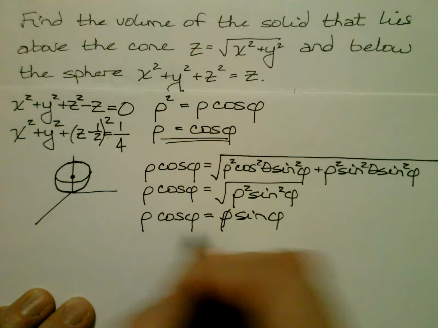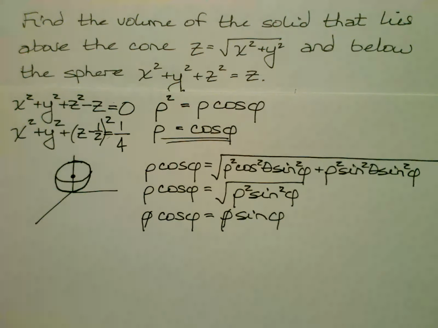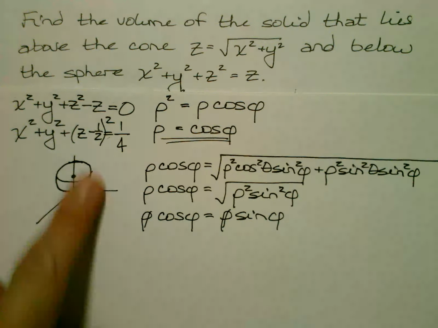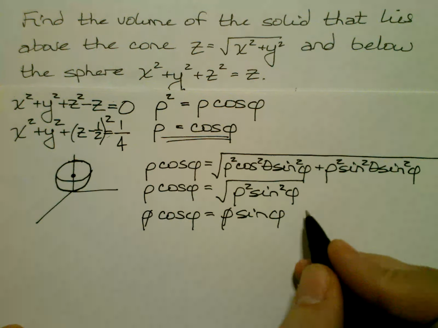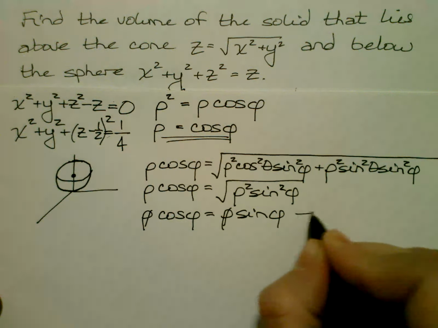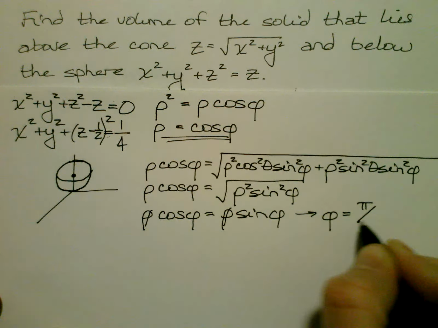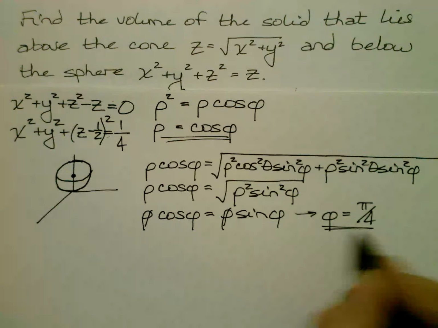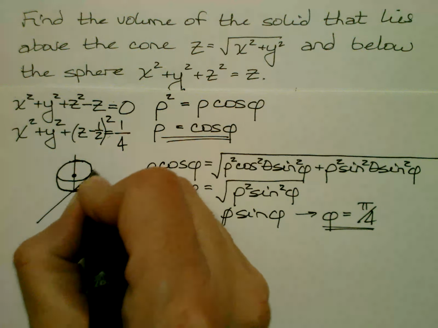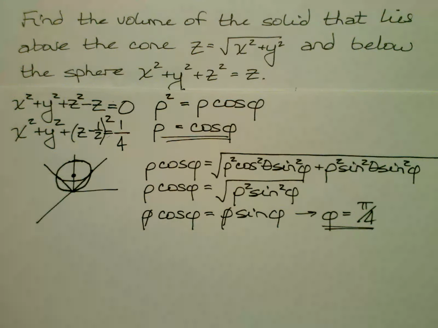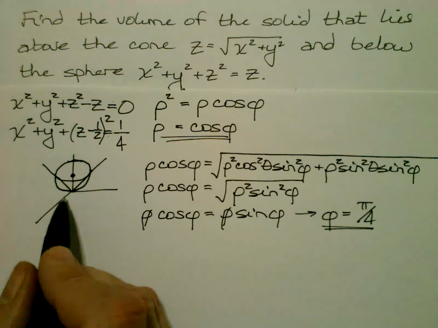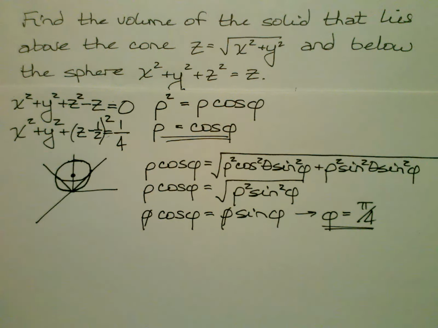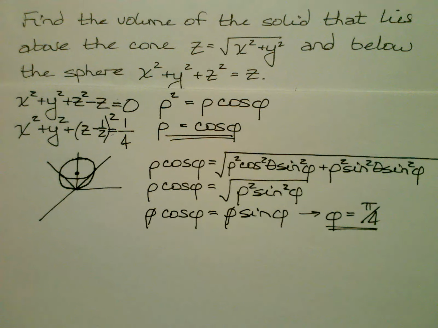I can divide both of those by rho. Now I have cosine phi equals sine phi. Well, the place where that happens, where my sphere is going to intersect with my cone, is above the xy plane. And that happens when phi is pi over 4. So my cone has its vertex at the origin. It goes out like this. And I end up with, it's a little snow cone. A cone with a sphere on top of it. So I'm looking for the volume of a snow cone.